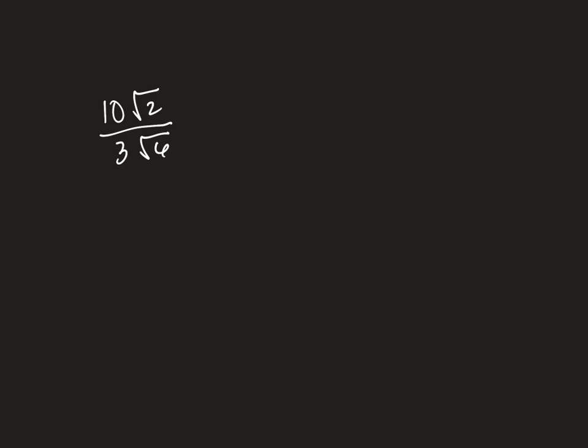So here's a new problem, 10 square root of 2 over 3 square root of 6. I'm going to look at the rational coefficients to see if I can reduce those. I cannot reduce 10 over 3. I'm also going to look at the irrational values here, the radicands, and see if I can reduce those. As it turns out, I can reduce square root of 2 over square root of 6. They both can be divided by the square root of 2. So this one turns into a 1, and this one turns into a square root of 3. So I've just done my reducing.